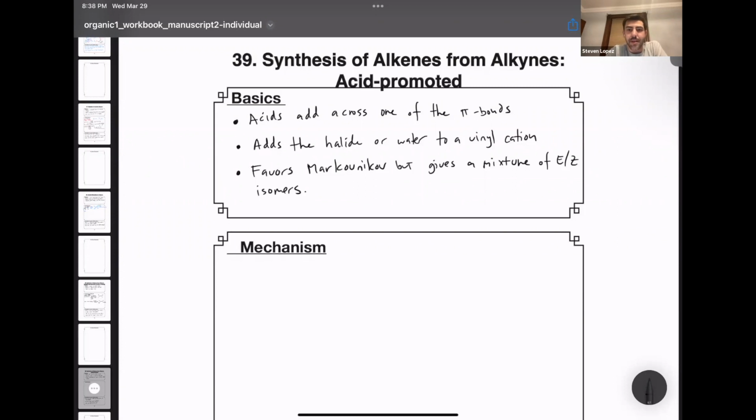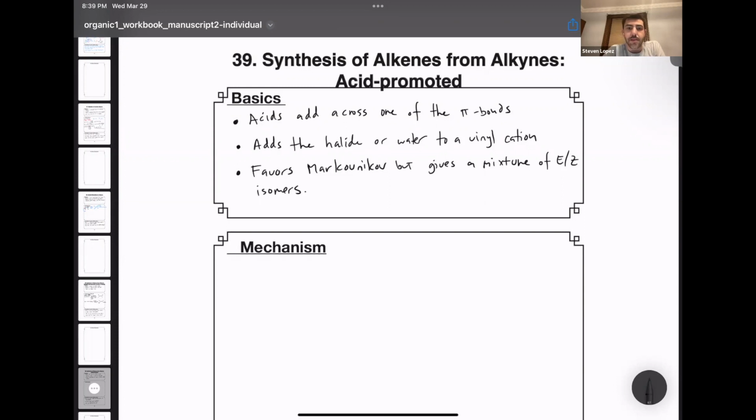Today, we're going to talk about the synthesis of alkenes from alkynes. Now, this is going to be for an acid-promoted reaction. In general, acids add across one of the pi bonds of an alkyne, remembering that alkynes have two pi bonds. When you add this acid, for example, hydrochloric acid, the alkyne will deprotonate the acidic proton, and then you'll be left with a vinyl cation. That vinyl cation can then have the halide itself or water add directly to it.